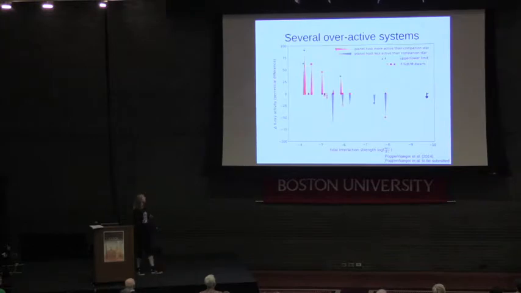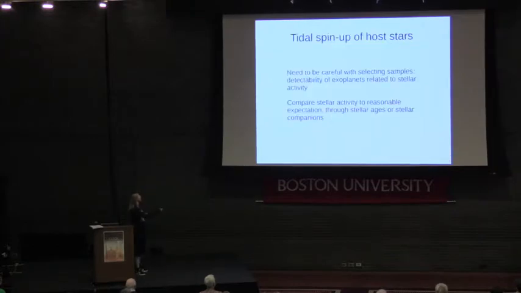And to summarize this one here, when we want to study something like this, we need to be careful with how we select our samples. The detectability of exoplanets is related to the activity level intrinsically. So we need to compare this to some reasonably chosen expectation through a stellar age, or maybe a stellar companion.